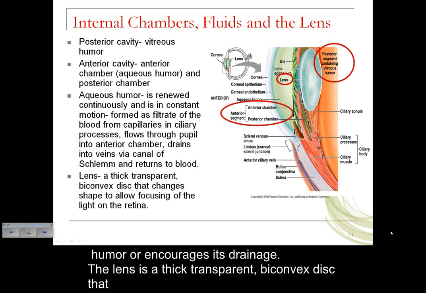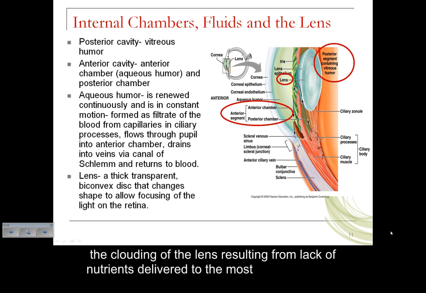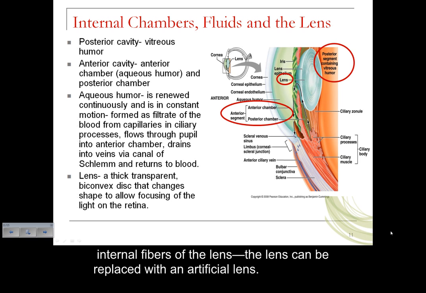The lens is a thick, transparent, biconvex disc that changes shape to allow focusing of light on the fovea centralis on the retina. A cataract is the clouding in the lens resulting from lack of nutrients delivered to the most internal fibers of the lens. The lens can be replaced with an artificial lens.